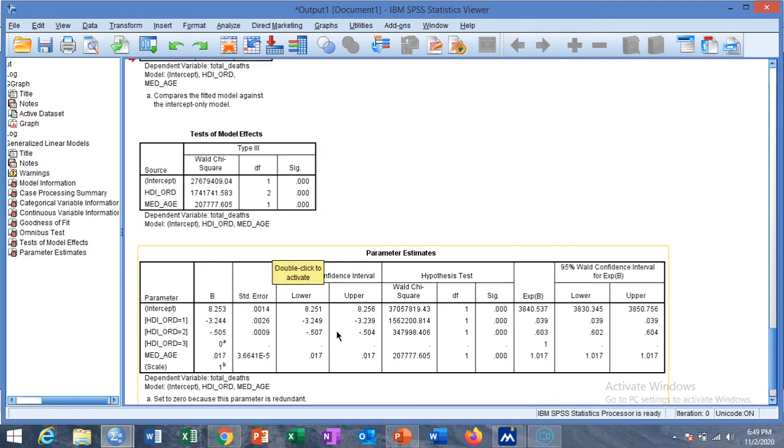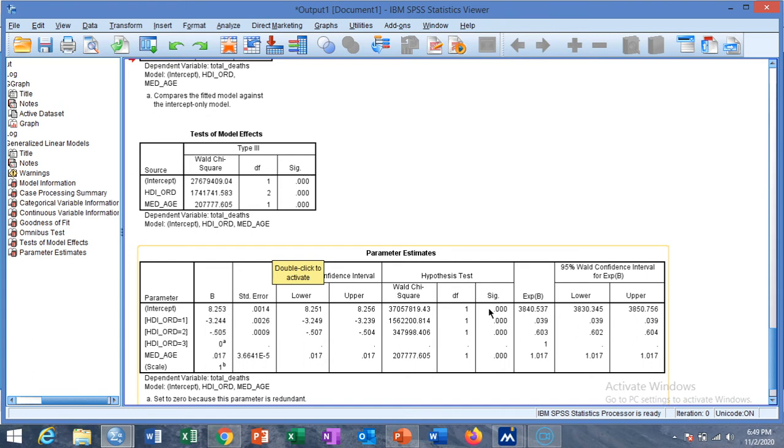And this is your parameter estimation. These are the betas, beta corresponding to intercept, and the two categories, leaving the third category as the intercept or the base category, and you are comparing the outcome of category 1 and 2 with category number 3. And this is the parameter estimate or coefficient of the median age, and these are the standard errors and lower and upper confidence intervals, and Wald test statistic is used.